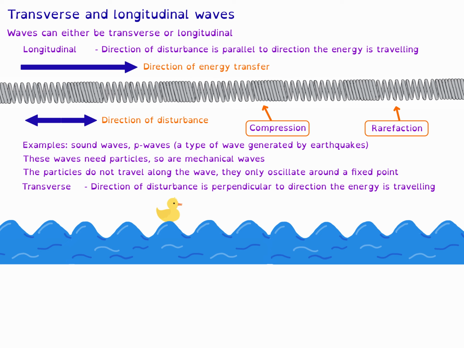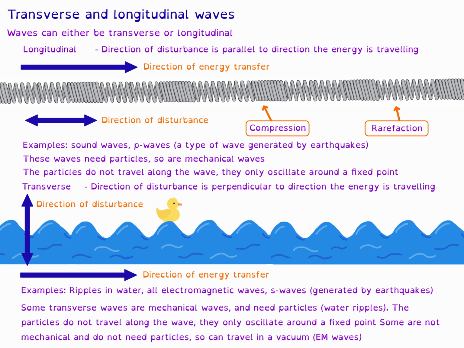A transverse wave is where the direction of disturbance is perpendicular to the direction that the energy is travelling. So on our diagram, we've got our direction of disturbance, and you can see that that is perpendicular to the direction that the waves are moving in. Examples of transverse waves are ripples in water, all electromagnetic waves, and S waves, which are generated by earthquakes.